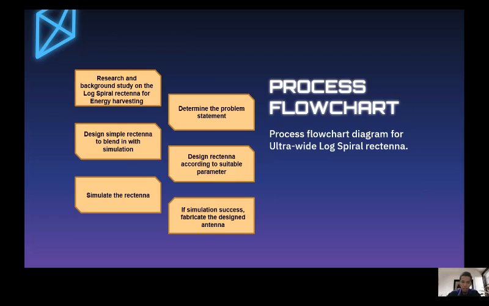Process flowchart. The process flowchart diagram for the ultra-wide log spiral rectangle starts with research and background study on the log spiral rectangle for energy harvesting. Next, I will determine the problem statement and move to design a simple rectangle to blend in with the simulation. After designing the rectangle according to suitable parameters, I will simulate the rectangle. If the simulation is successful, I will fabricate the designed antenna. If not, I will go back to design the rectangle according to the suitable parameters.